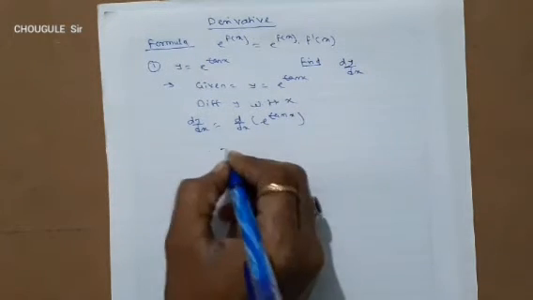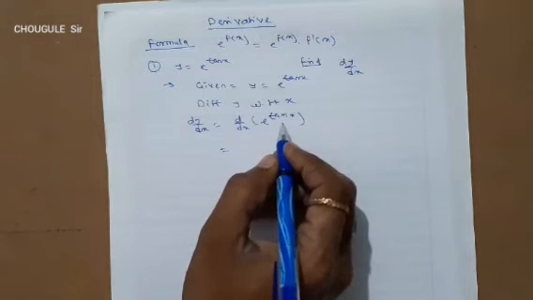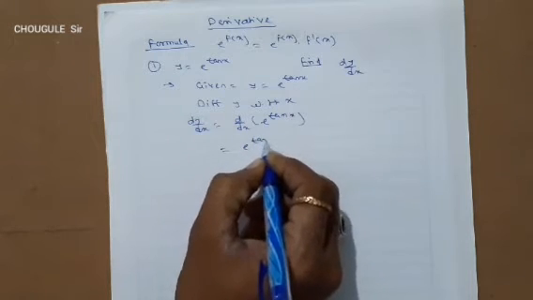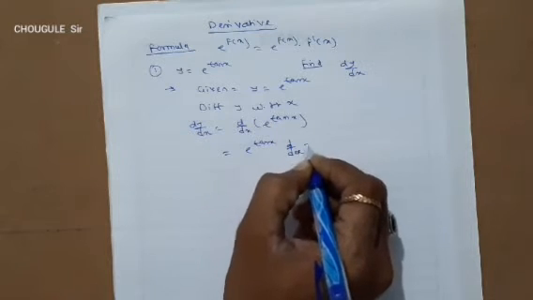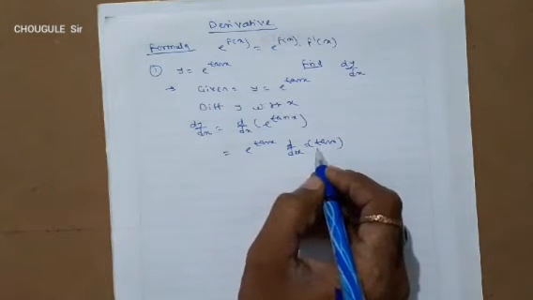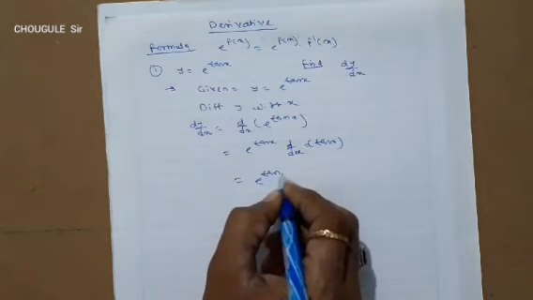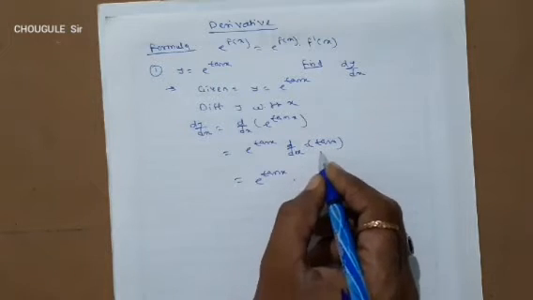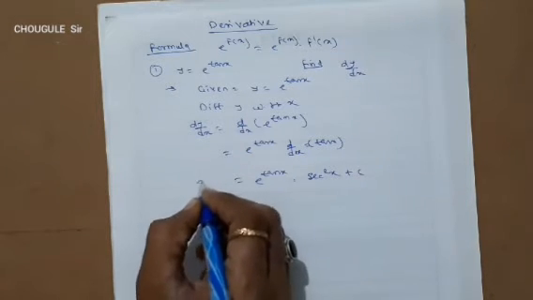We know that. Second step, the derivative of e to the power tan x will be e to the power tan x as it is, and again the derivative of tan x. The derivative of tan x will be sec square x, so e to the power tan x into sec square x plus c will be the final answer.